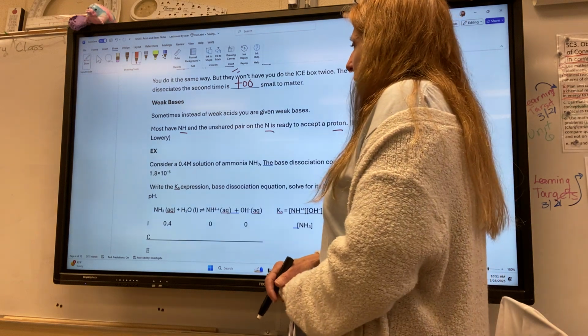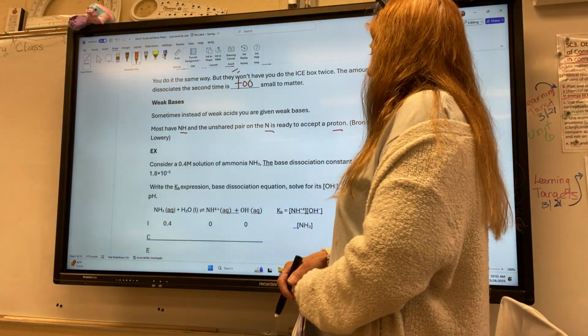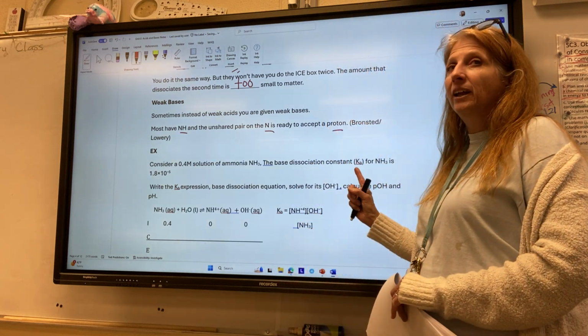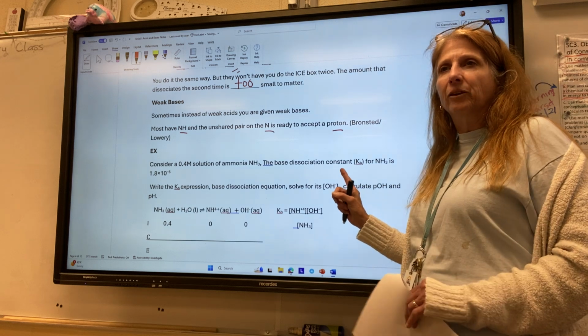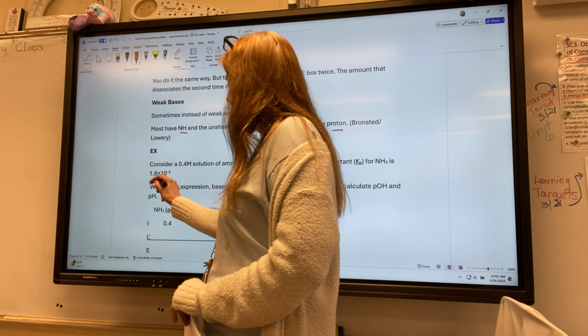Bronsted-Lowry, that was our warm-up. So here's an example problem. Consider a 0.4 molar solution of ammonia. The base dissociation, so now we got a new one. You knew it was coming. If there's a Ka, there's got to be a Kb, right? The base dissociation constant is this number.